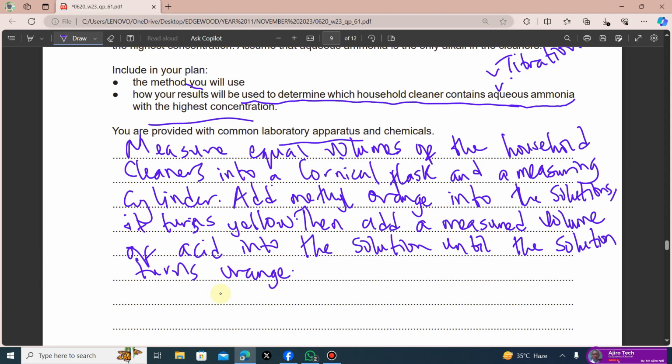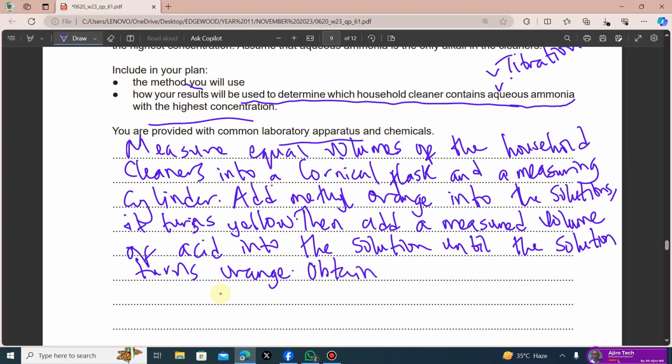Okay, so when you add the indicator to the alkaline medium, because the household cleaners are alkaline, containing aqueous ammonia, it turns yellow. So we're moving from yellow to the neutral, which is the orange color. So when you add the acid into the solution until the solution turns orange, that means you've moved it from the alkaline medium to a neutral medium.